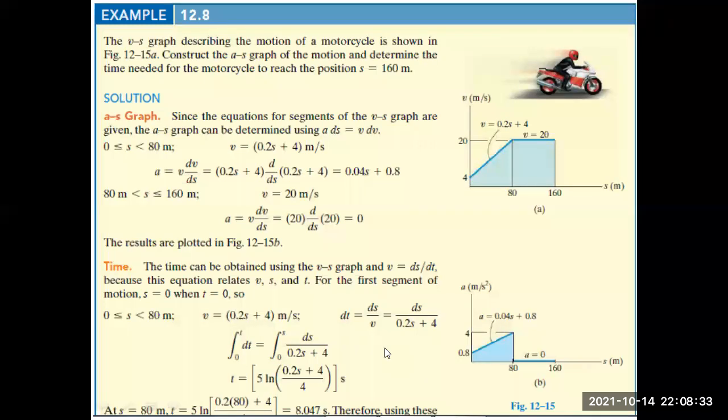So how am I going to get the second part? Exactly the same way. Once you get the second part, you add the time you got from the first part to the second part. All together is the time needed for the motorcycle to travel from 0 to 160. Okay? Yeah, that's it.